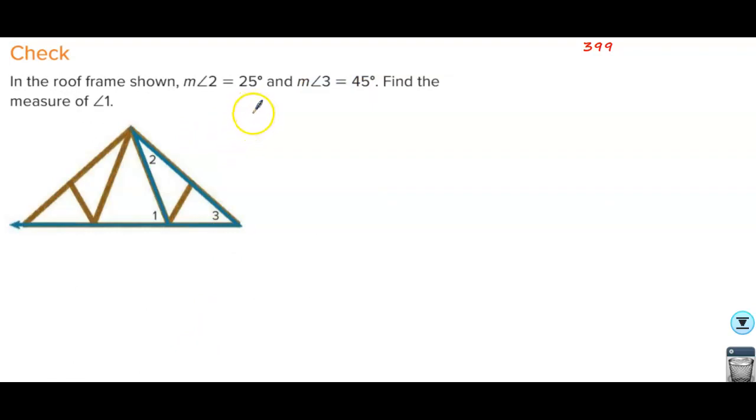Here's your check. In the roof frame shown, the measure of angle 2 is 25, so this one's 25 degrees. The measure of angle 3 is 45 degrees. Find the measure of angle 1. Now we're looking at this as a triangle. We're not paying any attention to this little piece here. That means nothing to us. This is the triangle we're considering. This is an exterior angle. It will be equal to 2 added to 3. So 25 added to 45 is 70. So the measure of angle 1 is 70 degrees.